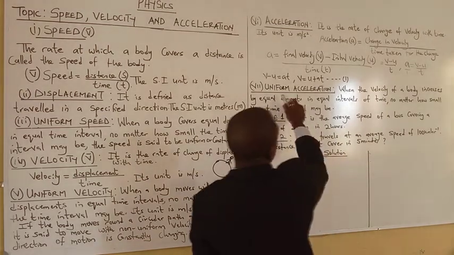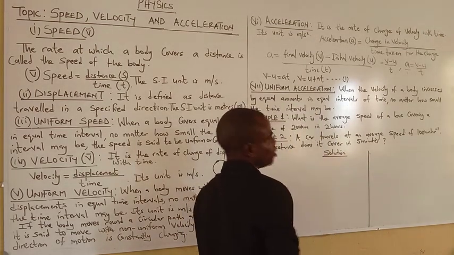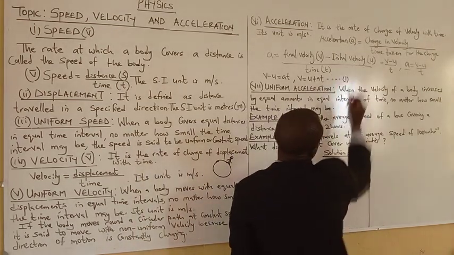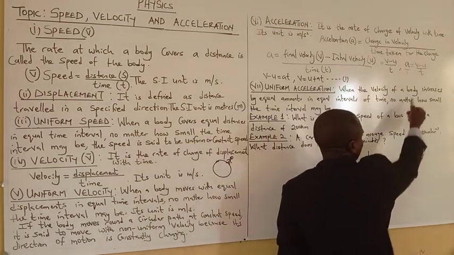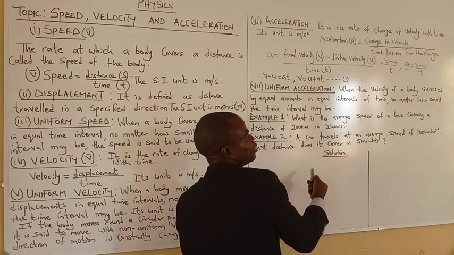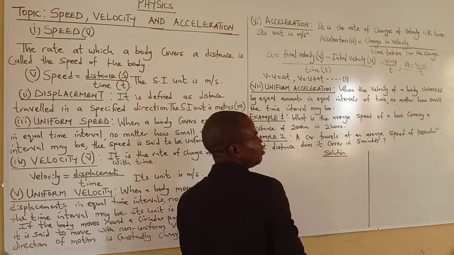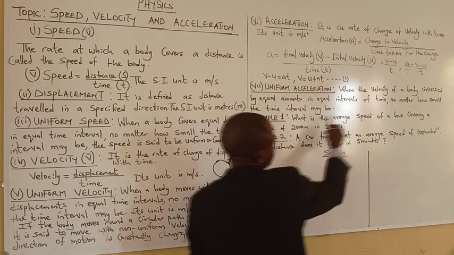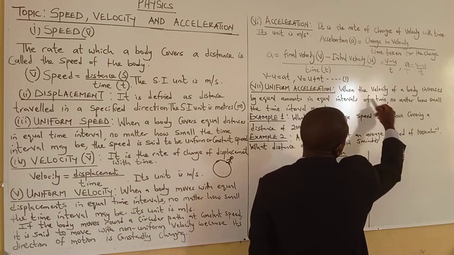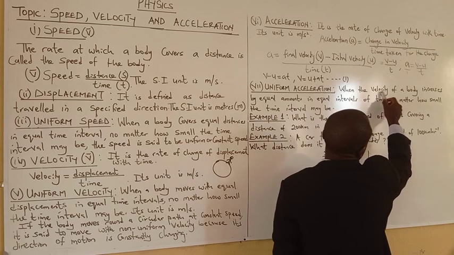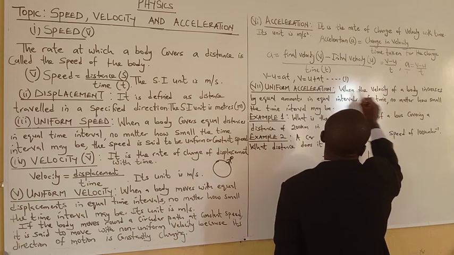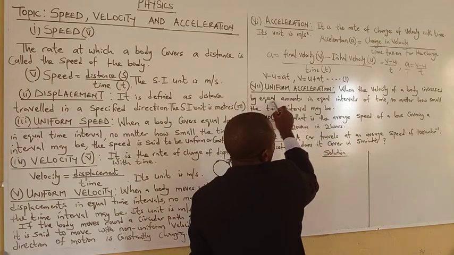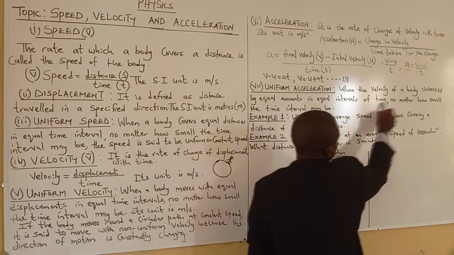Now let's go to uniform acceleration. Acceleration deals with the velocity over time taken. We now say when the velocity of a body increases by equal amounts in equal intervals of time, no matter how small the time interval may be. Is that okay? We are still using the same definition but different terminologies. Under acceleration, you use the definition of velocity: when the velocity of a body increases by equal amounts in equal intervals of time.